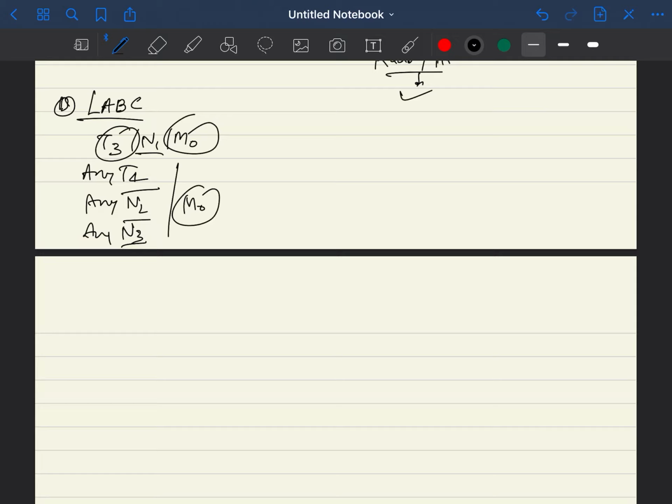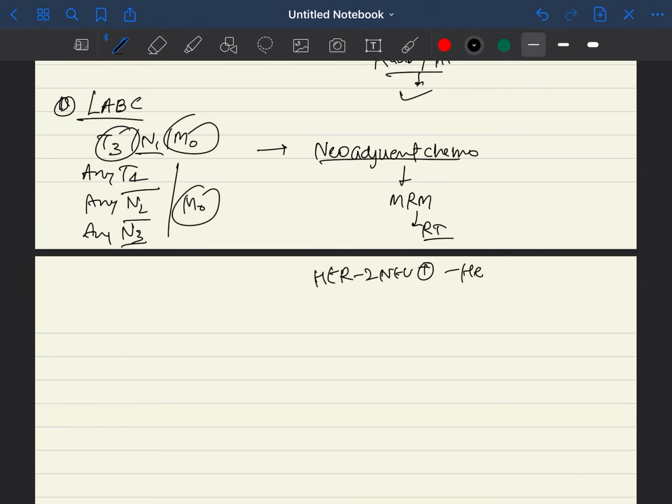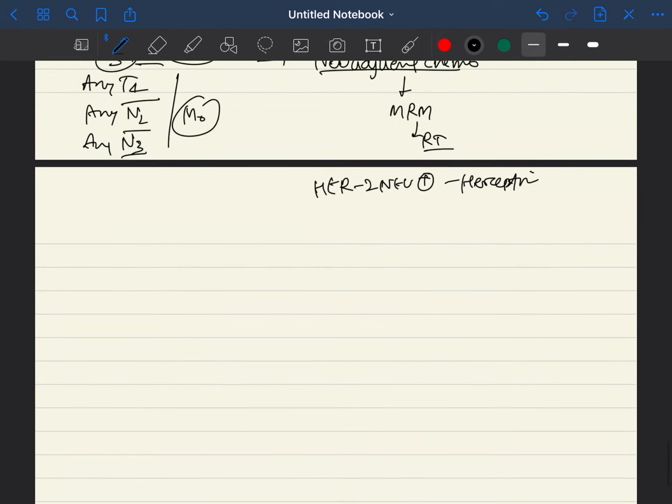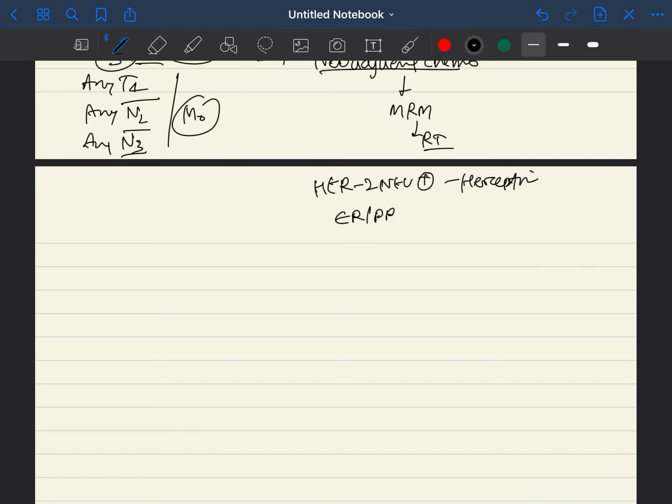So first, because the tumor is already advanced, we will give neoadjuvant chemo. Neoadjuvant chemo is given before surgery to shrink the tumor. Then after chemo we can go for the modified radical mastectomy, and then we can give the radiotherapy. Alright, if the tumor is HER2 neu positive, we can give Herceptin. Alright, if ER/PR positive, we can go for the hormonal therapy.